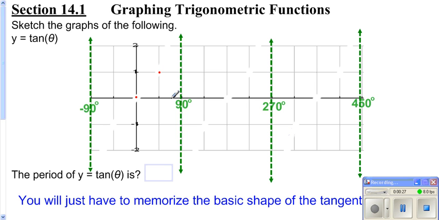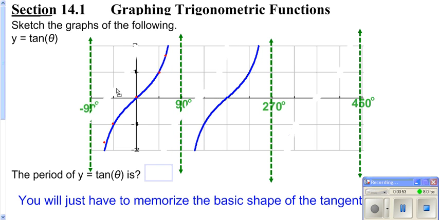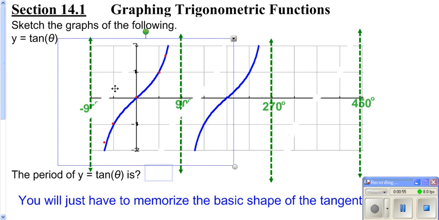At 60 degrees, you go ahead and take your y divided by x, and you get root 3, which is approximately this. And then you could also do the negative versions of that. At negative 45, you're at negative 1. At negative 60 degrees, you're at negative root 3, and so on. Now, when you connect all those, you get this basic shape.